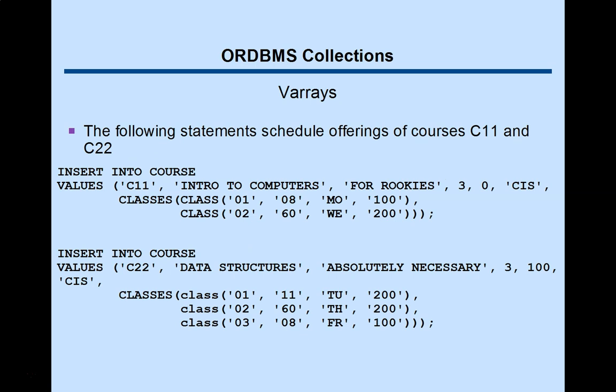We're inserting 2 rows into the course table and including the associated class information in the sections column. So we invoke the classes constructor, and for each offered section, we are invoking the class constructor to define the class objects.